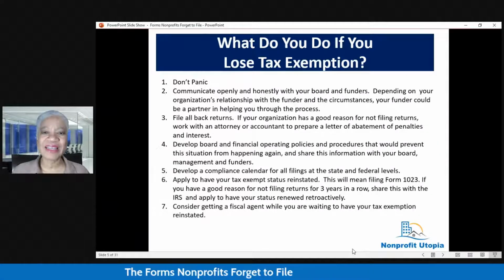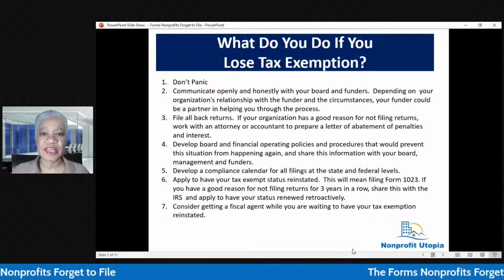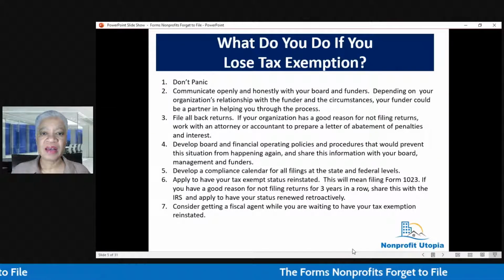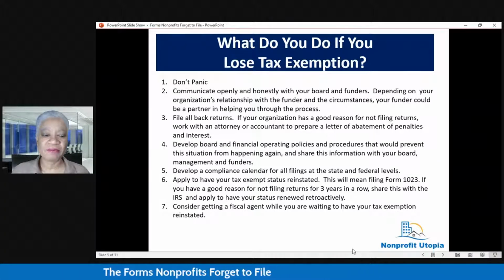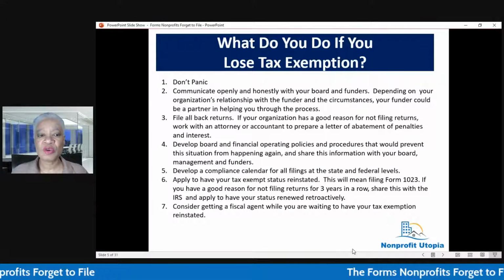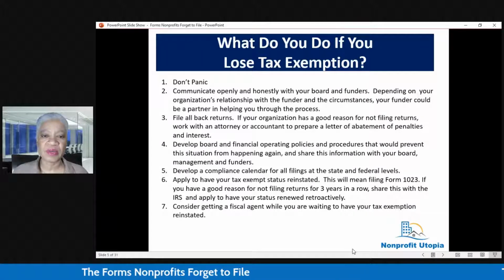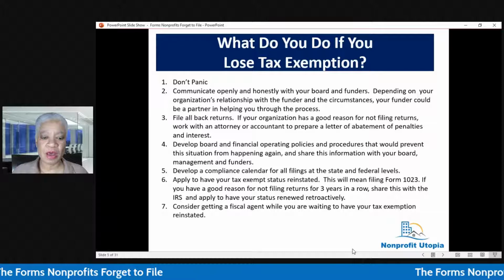And while you're fixing this, if your organization decides that it wants to continue in business, continue to provide programs and services and raise money, then you will have no alternative but to get a fiscal agent to collect that money for you until you can get this problem resolved.